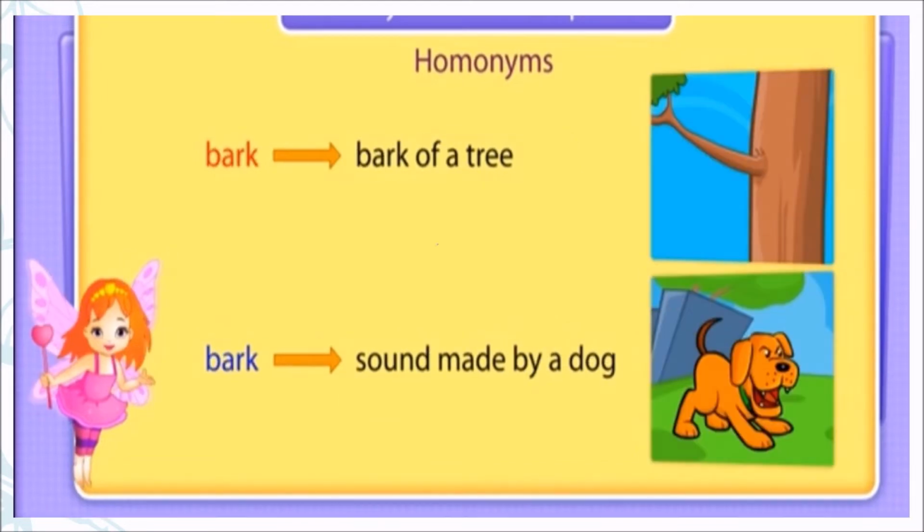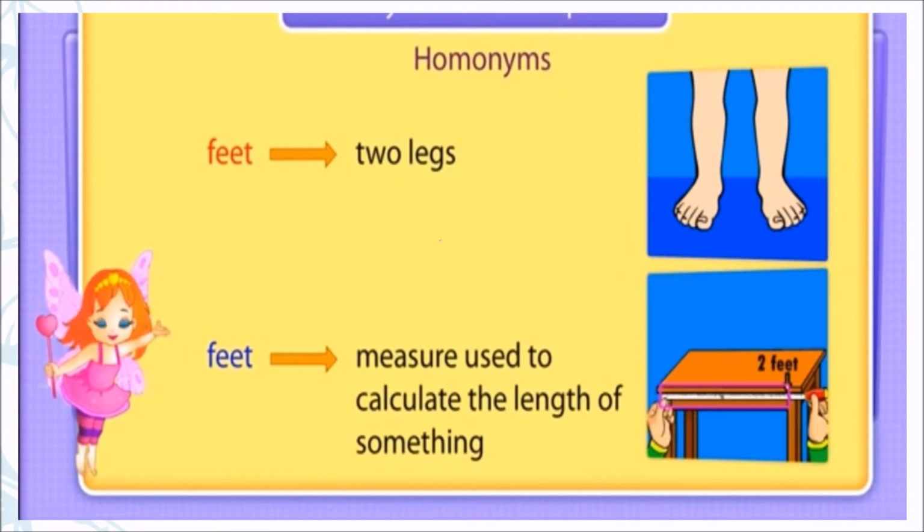Next we have bark, bark. The first bark means bark of a tree, while the second bark means sound made by a dog. Next we have feet, feet. The first feet means two legs, while the second feet means a measure used to calculate the length of something.